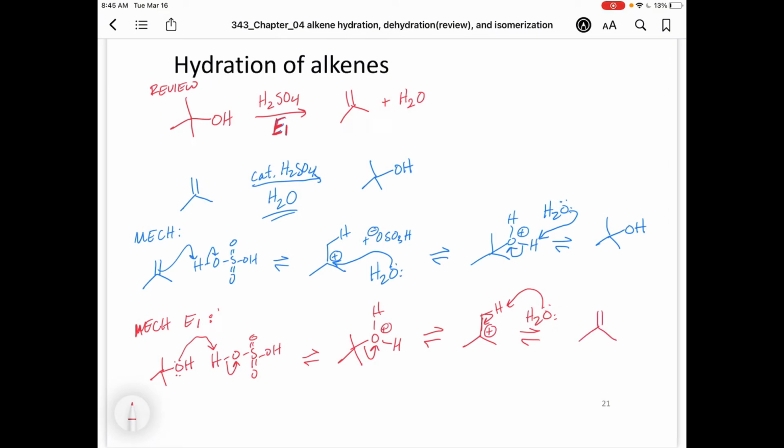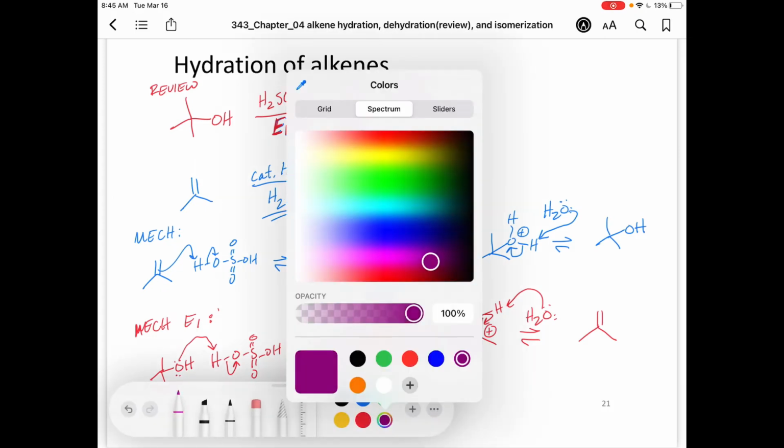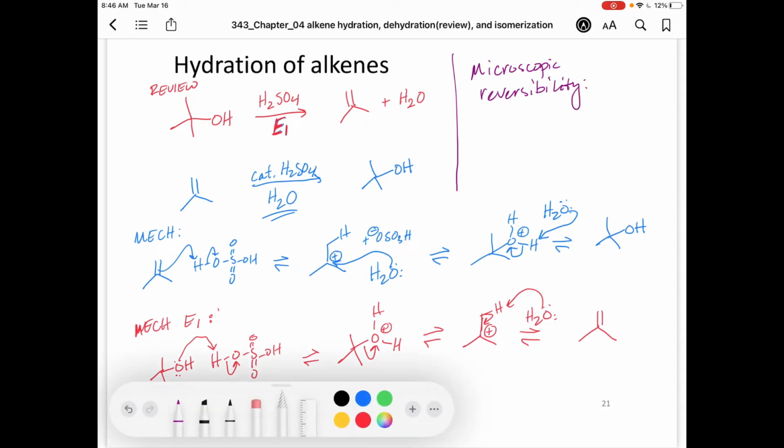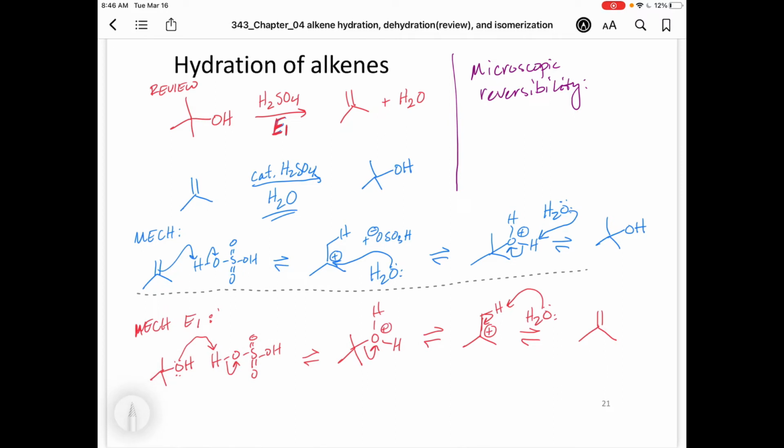Now, what I want us to look at here is how similar these reactions are. They are microscopically the reverse. So this is introducing a new topic that we haven't talked about, microscopic reversibility. Essentially, all that's saying is that all of the forward steps here, going from alkene, making a carbocation, having this protonated alcohol, forming an alcohol, is exactly opposite of our E1 mechanism.